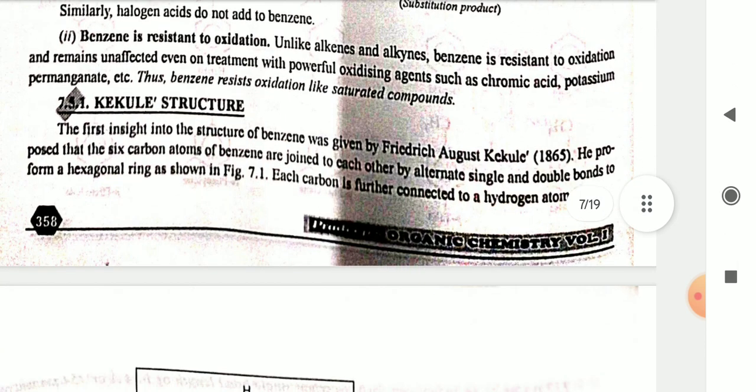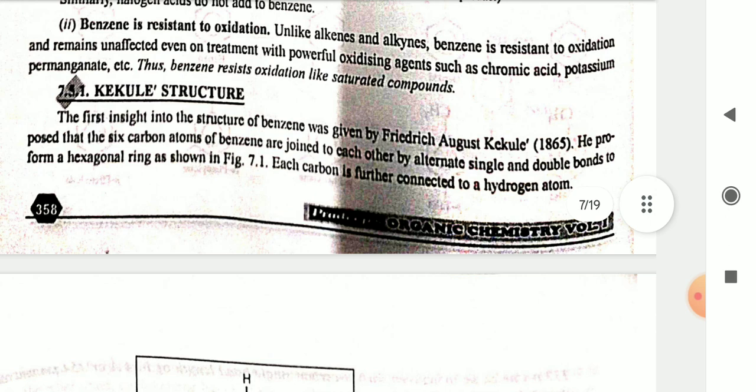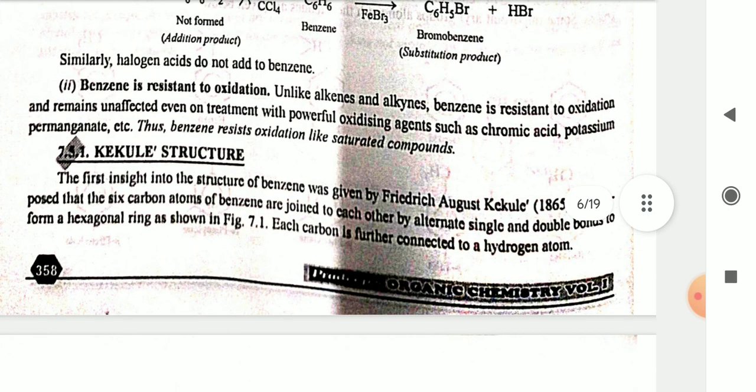Kekule structure. The first insight into the structure of benzene was given by Friedrich August Kekule. He proposed that the six carbon atoms of benzene are joined to each other by alternate single and double bonds to form a hexagonal ring, shown in figure 7.1. Each carbon is further connected to a hydrogen atom.